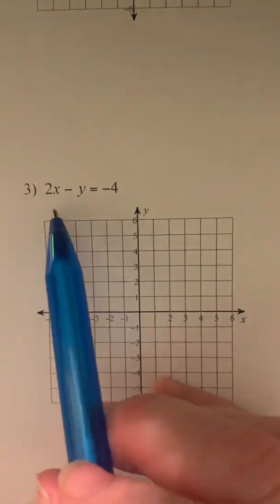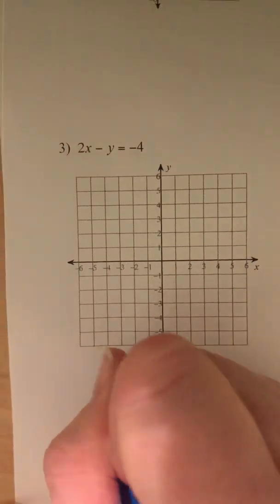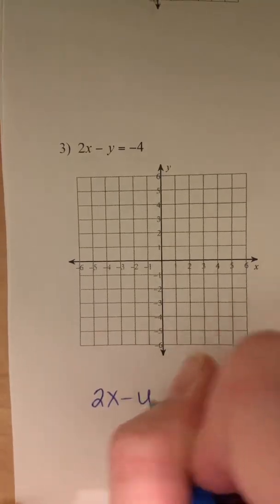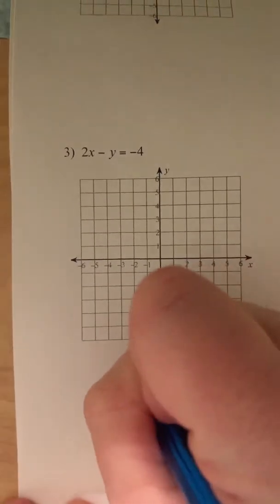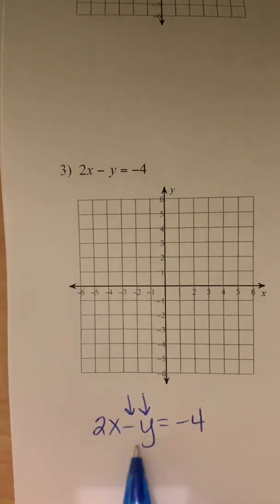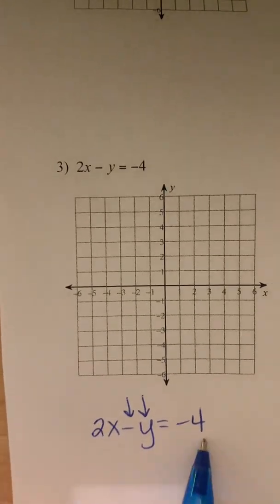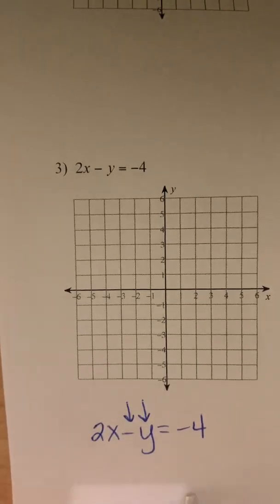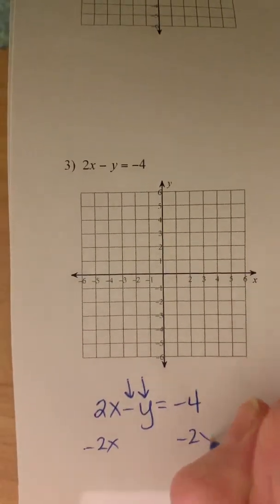Now this one is not solved for y. Okay, so I have 2x minus y equals -4. I want to get y by itself. If there is a number in front of y, it stays attached to the y. If this is positive, I have to subtract it. If this is negative, I add it. So because it's positive, I have to subtract it.